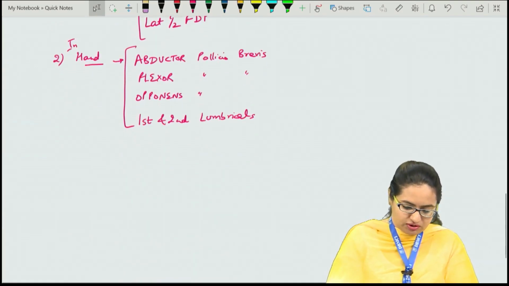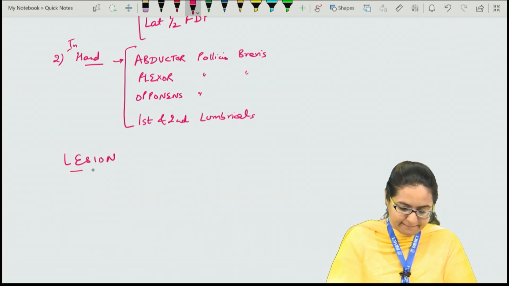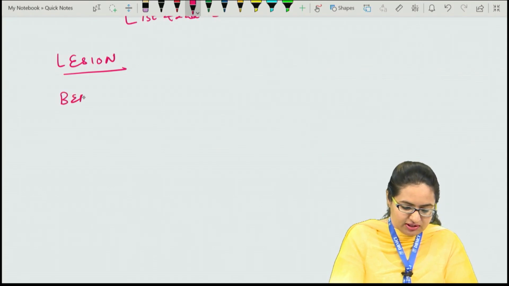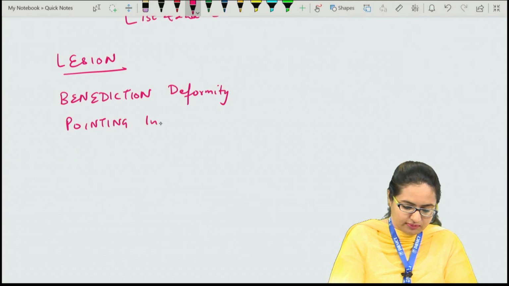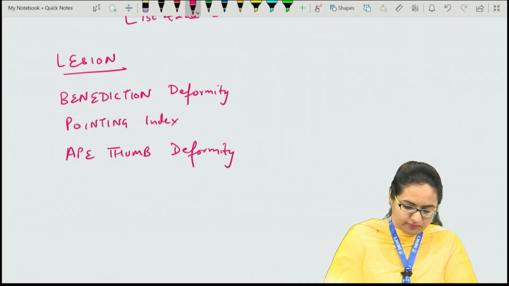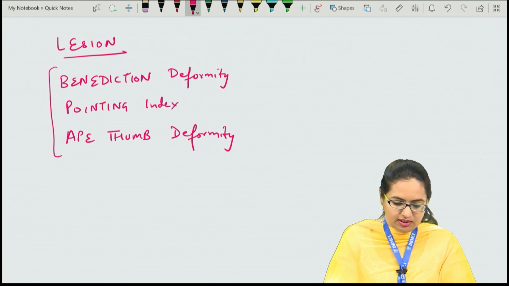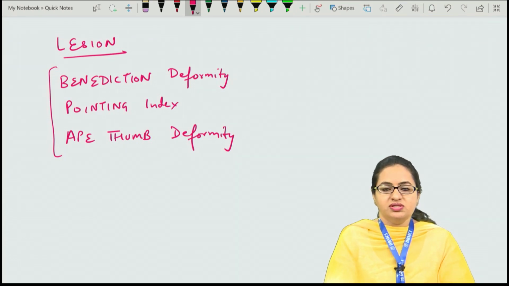And if we talk about the lesion of the median nerve, the various deformities seen in the lesion of this median nerve include the benediction deformity, then the pointing index, and the ape thumb deformity. These are the features associated with the median nerve lesion. The median nerve can be compressed at the level of the carpal tunnel.